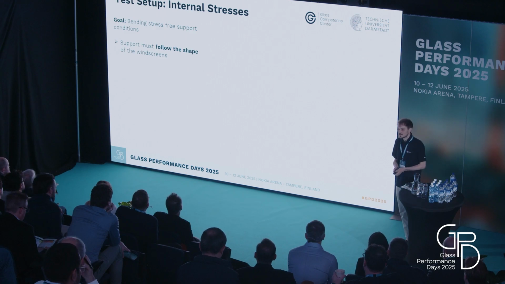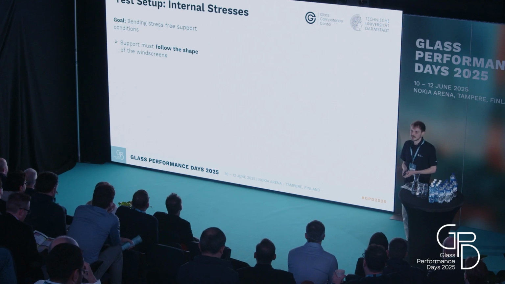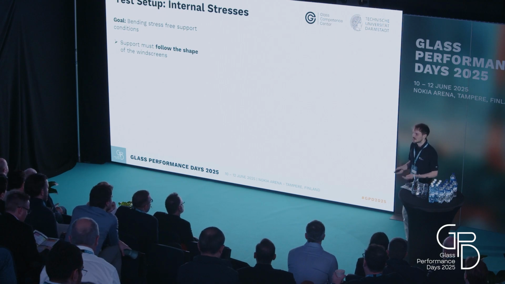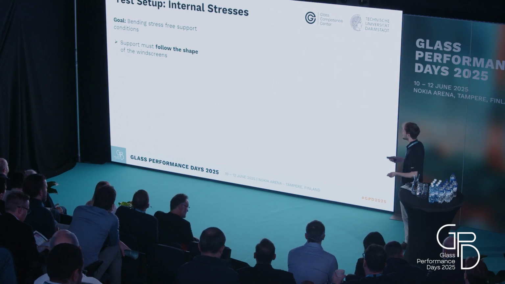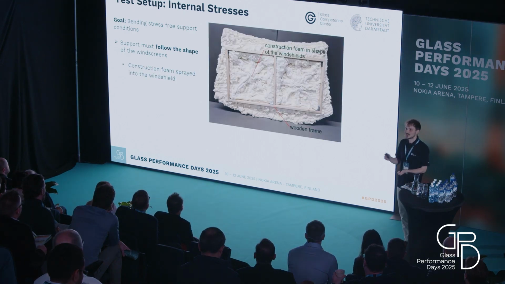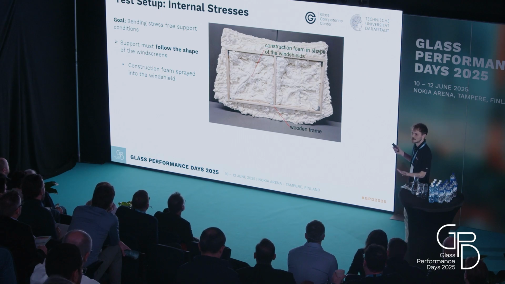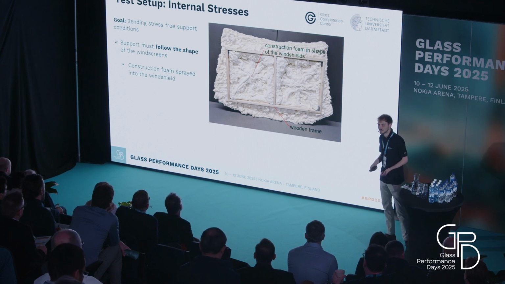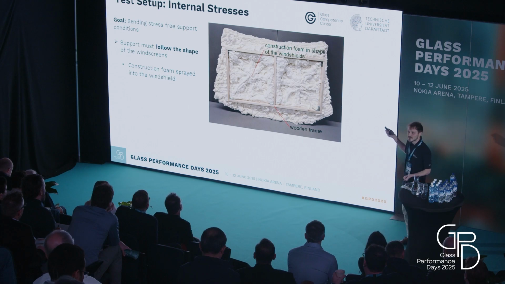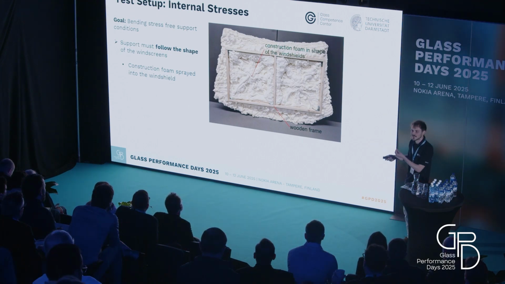How do we achieve this? We need a support that exactly follows the shape of the windscreen, and there are probably a variety of ways to achieve this. I took a, let's say, practical approach here. I just sprayed some construction foam into the standing windshield, so I got something like an exact print of the windscreen. This is the back side of this construction. So the actual windscreen lays on the other side when we lay this on the ground. That way, we get a print of the windscreen, and every single point of the windscreen is more or less supported.